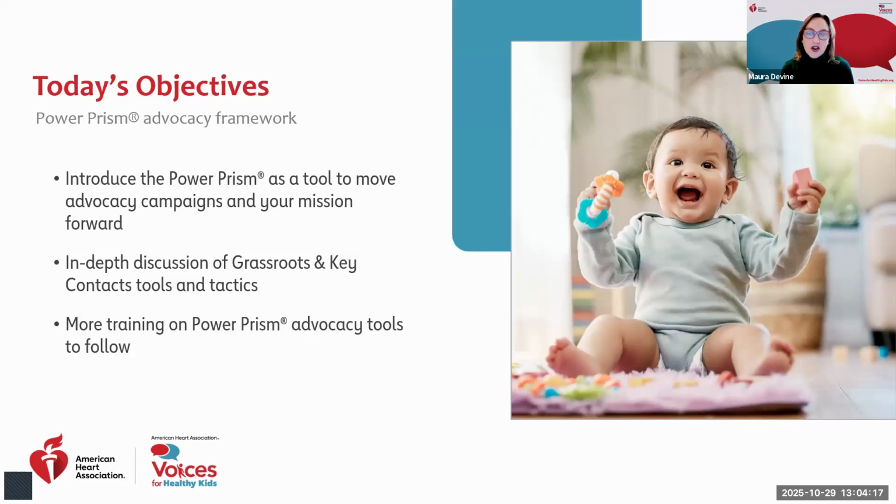So today's objectives are that we're going to introduce the Power Prism as a tool. Some of you might have joined us for previous recordings and trainings around the Power Prism. This is a tool we use here at Voices to move advocacy campaigns and your mission forward. It's an advocacy framework that was created by My Power People LLC and has been adopted by our team. It's a step-by-step plan that will help you recognize and act on opportunities to build momentum in a campaign for change. So today we're going to talk specifically about grassroots and key contacts.